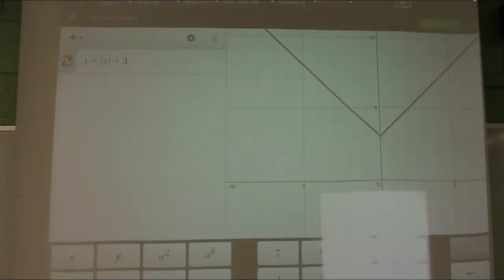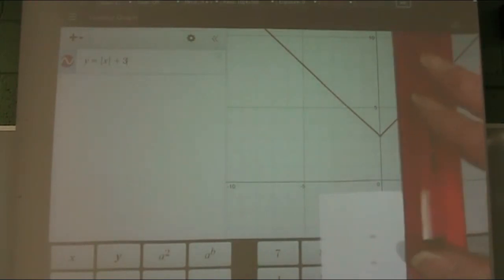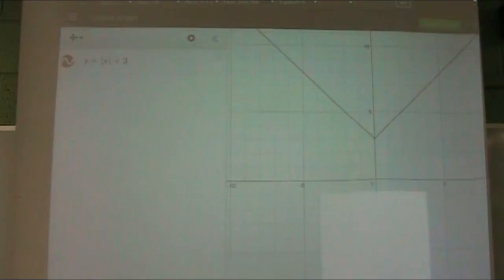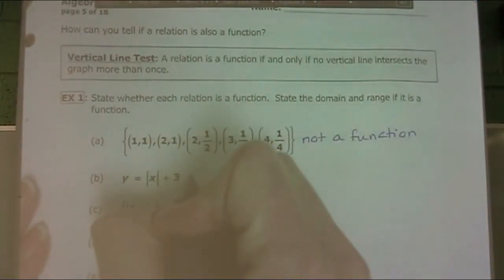And the vertical line test says no matter where you put your vertical line, which is the edge of my ruler, on this graph, it never crosses the graph more than once at a time. So it's once, once, once, all the way to this side. Only once is it crossing this graph. So it is a function because it only crosses the graph once at a time. All right? So we're going to say that this is a function.